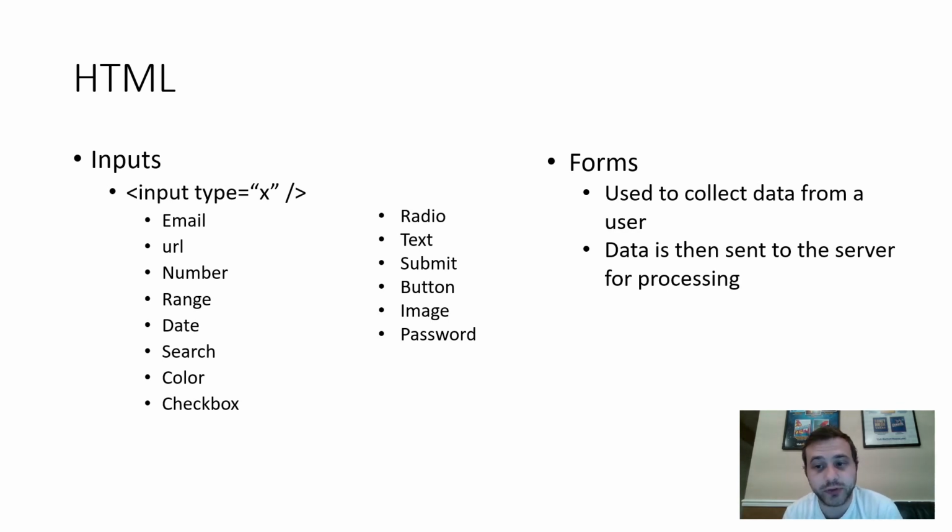The number type restricts the user to only be allowed to enter numbers. The range creates a slider in which the user can slide. That's pretty simple. And you're able to specify the min and the max attribute, which controls the range of the slider. If you move the slider all the way to the right, it goes to the max. And if you move it all the way to the left, it goes to the min value that you set.